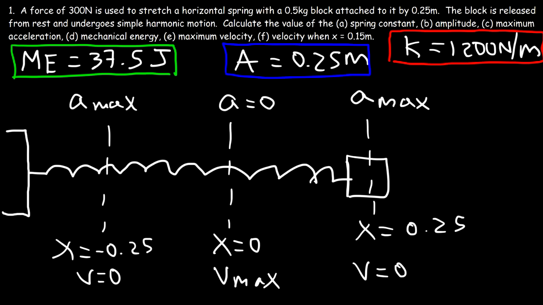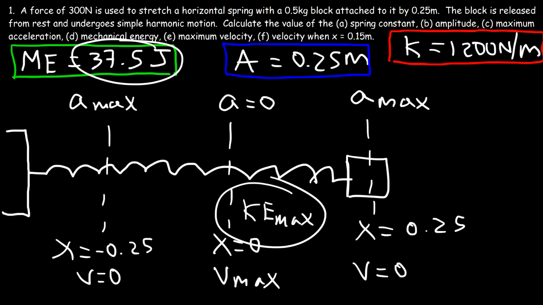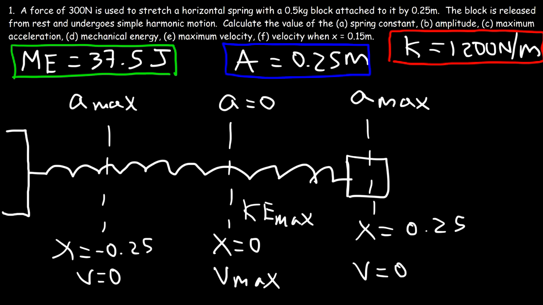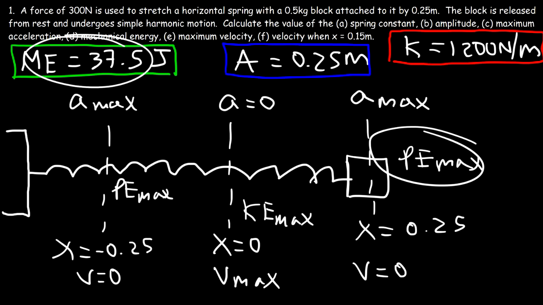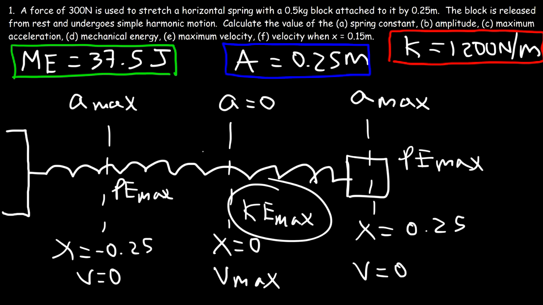Now, the mechanical energy of the system is constant. However, the kinetic and potential energies vary. At the center, because the block is moving at its greatest speed, the kinetic energy is at its maximum, which means that all of the kinetic energy is equal to the total mechanical energy, which is 37.5. Now, at the edge, when it's fully stretched or fully compressed, the potential energy is at a maximum. So at those positions, the potential energy is equal to the mechanical energy. But in the middle, the kinetic energy is equal to the mechanical energy.